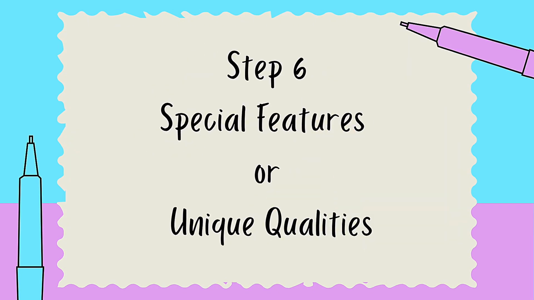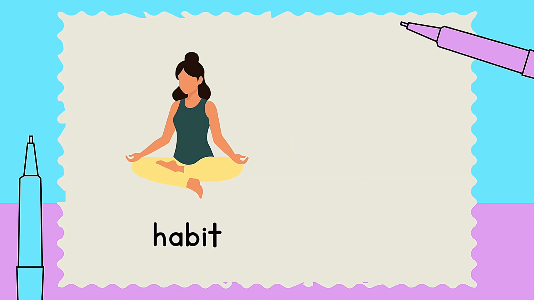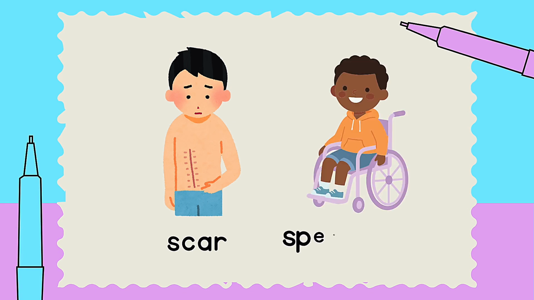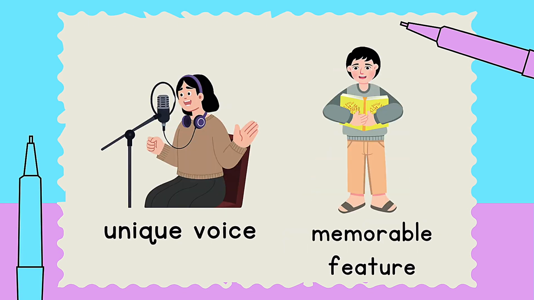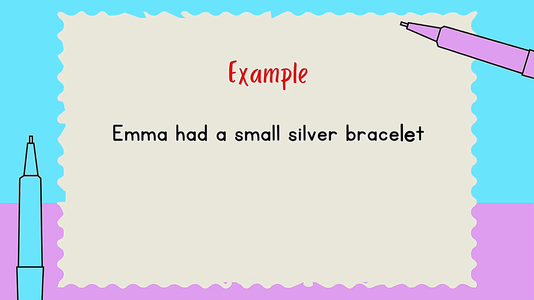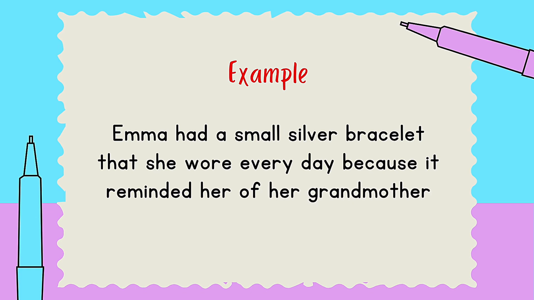Step 6. Special features or unique qualities. Finally, mention any special features that make the character unique. It could be a habit, a talent, a scar, a special smile, a unique voice, or a memorable feature. Example: Emma had a small silver bracelet that she wore every day because it reminded her of her grandmother.